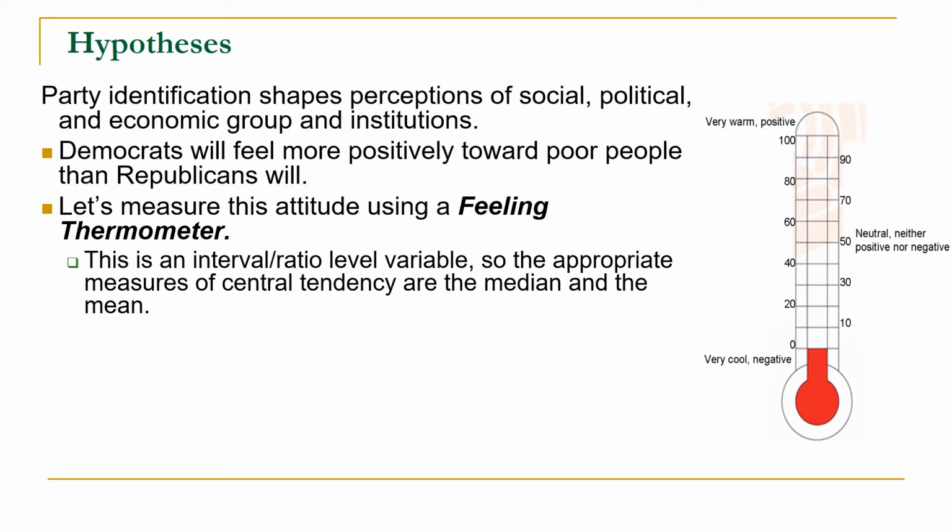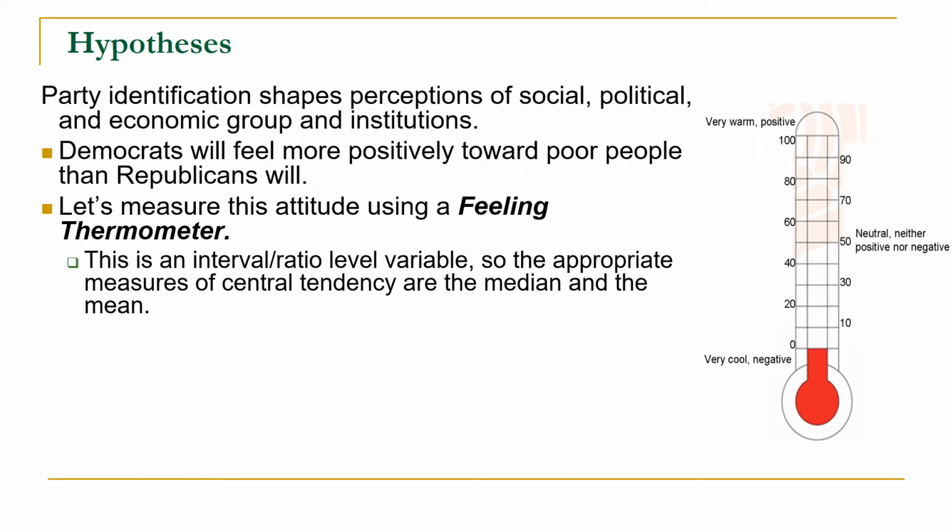So we might then say, this is the basis of our theory, we have this hypothesis. But then we have the question about how we're actually going to measure Democrats' and Republicans' attitudes toward poor people. Well, in social science, and increasingly in professional political polling, a really common measuring stick that we use is something called the feeling thermometer.